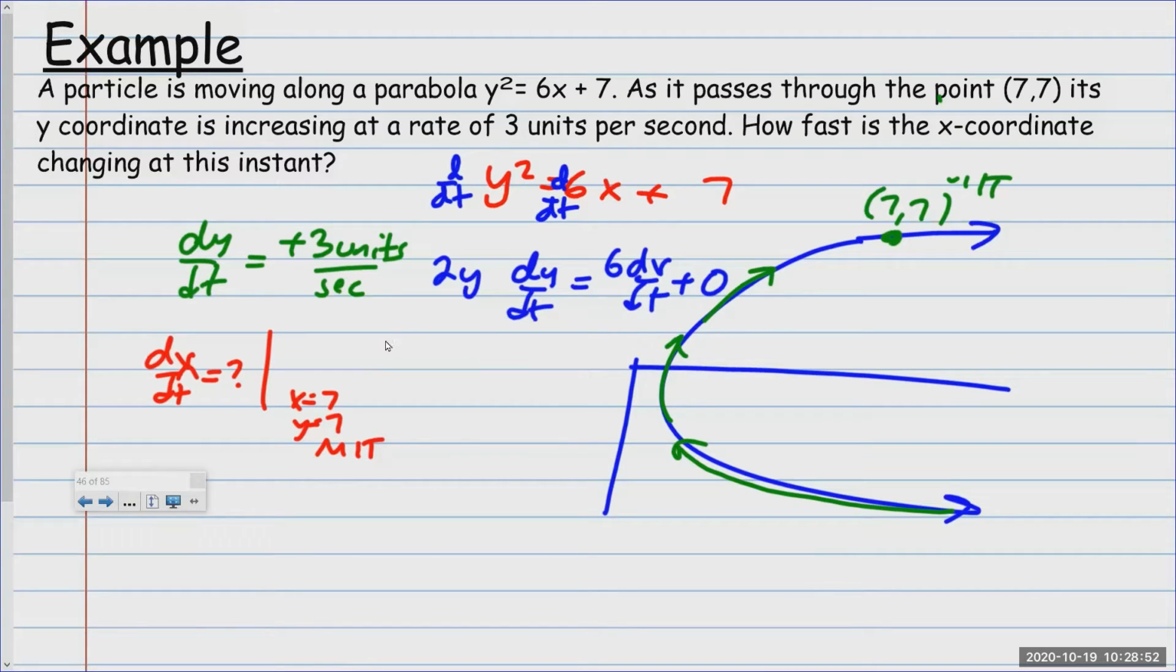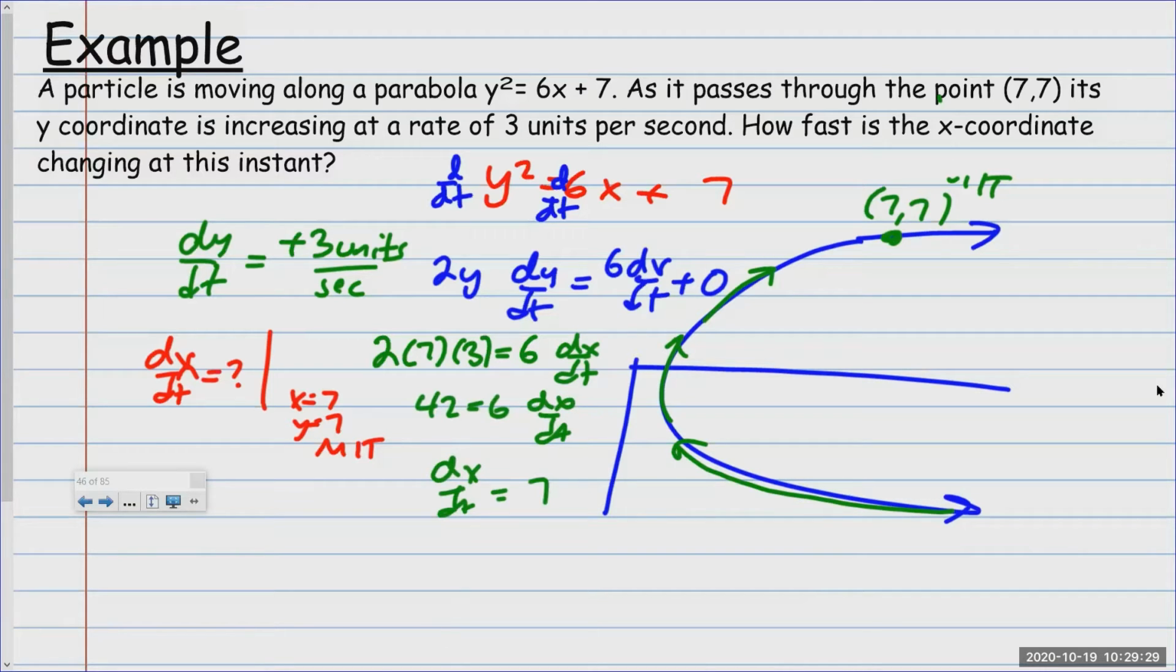And really, I just plug in, because I've already taken the derivative, right? Once you take the derivative, you can put in the moment in time. So 2 times y, do I know what my y is? 7. Do I know what my dy/dt is? 3. Equals 6 times, do I know what my dx/dt is? No, but isn't that what I'm trying to find? So I'm pretty much home free here. This is 2 times 7 times 3, which is 14 times 3, which is 42, guys? 42 is equal to 6 dx/dt. So therefore, dx/dt is equal to 7.